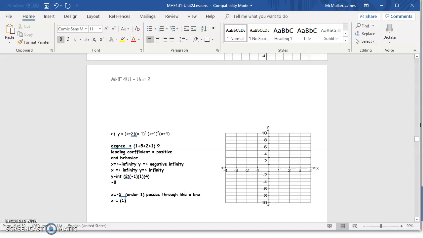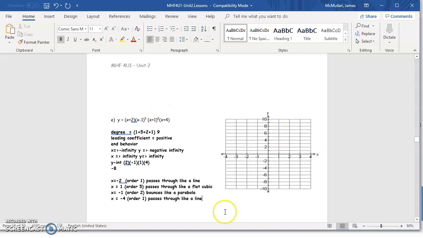X equals +1. So x equals 1. This is order 5. Passes through like a cubic, just a flat, like a flat cubic. Okay. X equals -1. Order 2. Bounces like a parabola. And finally, x equals -4. Order 1, which passes through like a line.